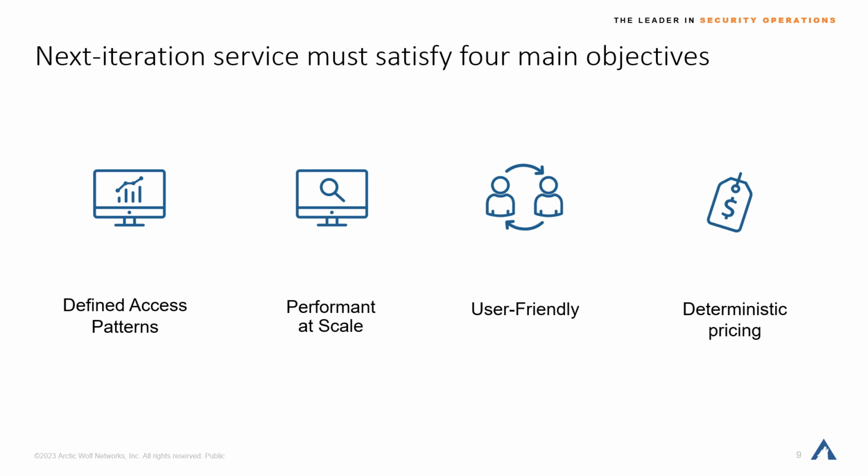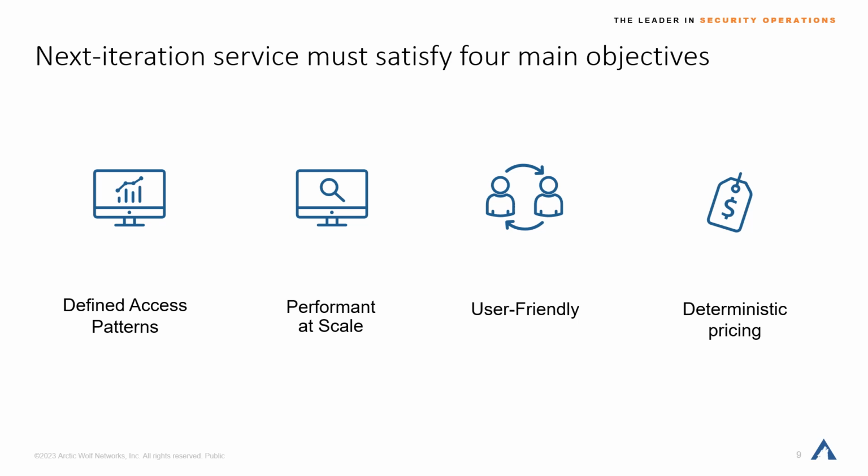So based on these challenges, the team that I work for set out 4 main objectives that we want for the next iteration of the service. We want defined access patterns. We want the flexibility, of course, to be able to support plenty of use cases, but we want users to access our data in predictable ways, and we want to design our service around optimizing for those particular access patterns.